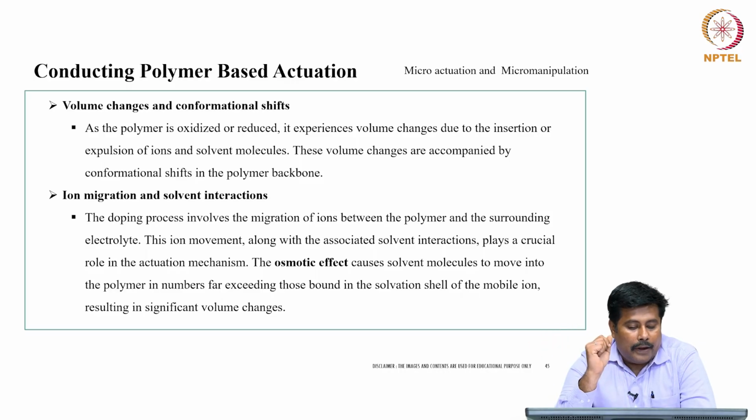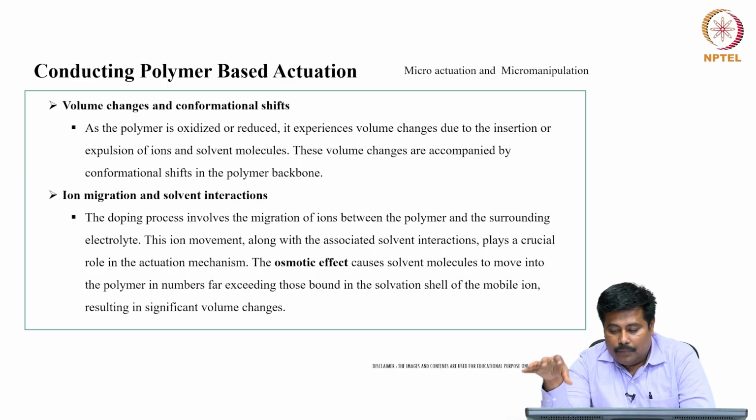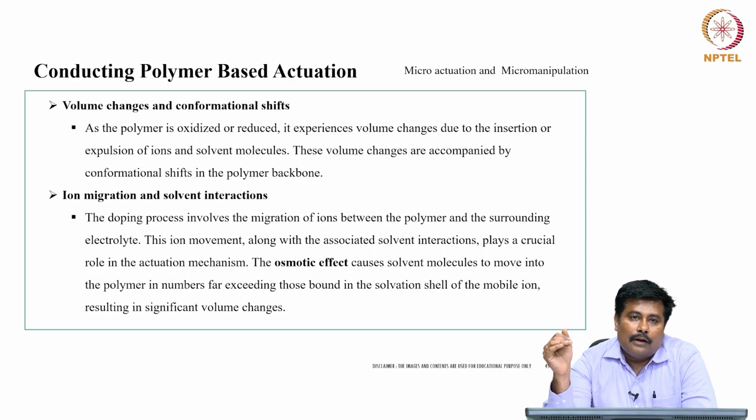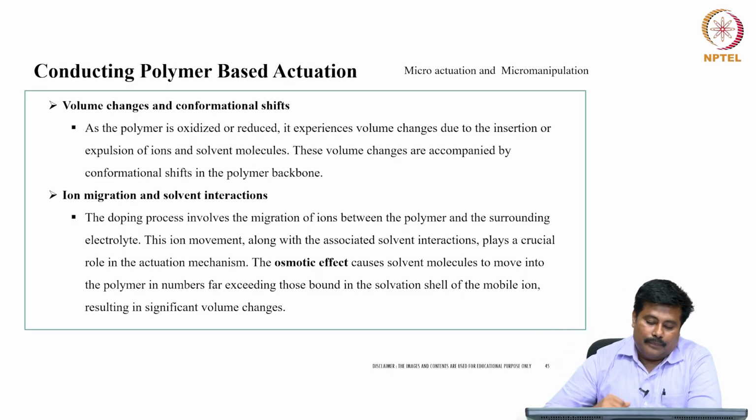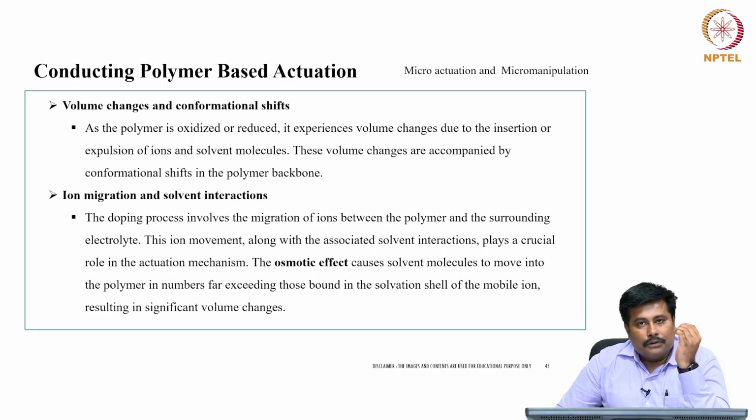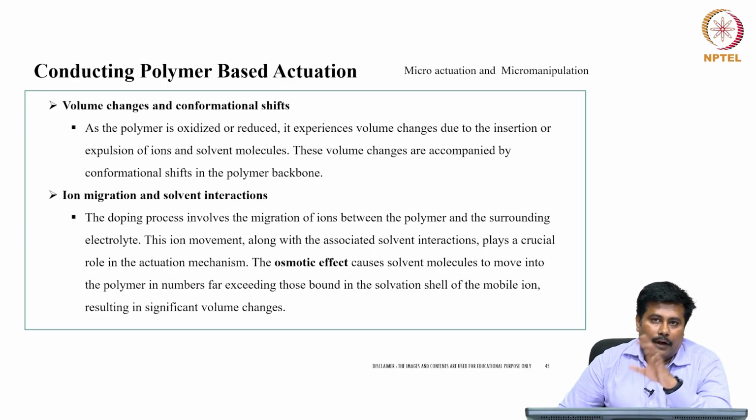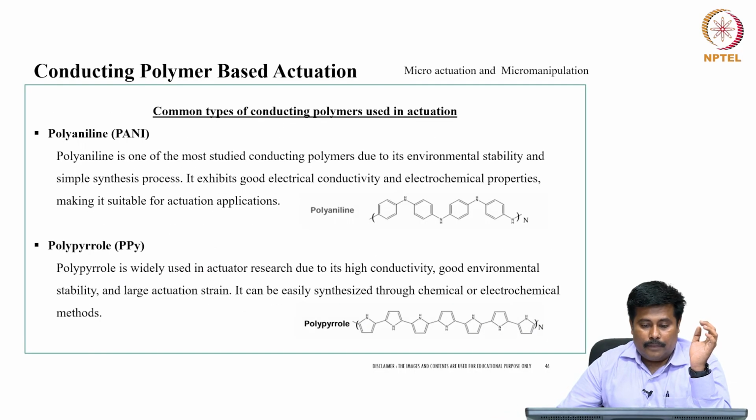When we talk about ion migration and solvent interaction, the doping process involves the migration of ions between the polymer and the surrounding electrolyte. This ion movement, along with the associated solvent interaction, plays a crucial role in the actuation mechanism. In fact, you might have heard a lot about this osmotic effect. This osmotic effect causes solvent molecules to move into the polymer in a number far exceeding those bound in the solvation shell of the mobile ions, resulting in a significant volume change, thus leading to the kind of structure we are looking for.